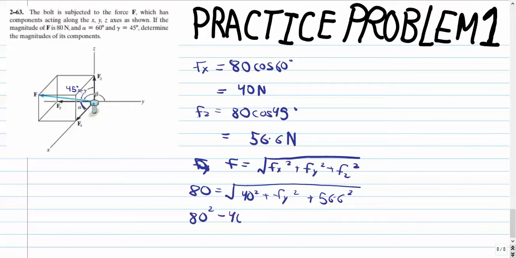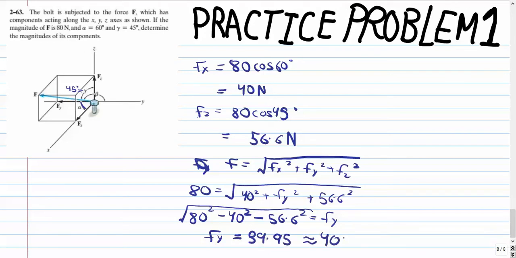So I'm just going to square both sides and then subtract 40 squared and 56.6 squared from both sides. And lastly, I'm going to take the square root of both sides. The answer that we get for Fy is equal to 39.95 newtons, which can be rounded off to 40 newtons. So this was a simple and easy procedure for this question.